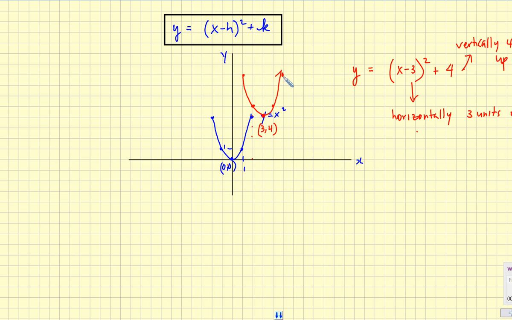So it shouldn't be unusual for me to ask at this point, given that y is equal to x minus 3 all squared plus 4, find the vertex of the graph.